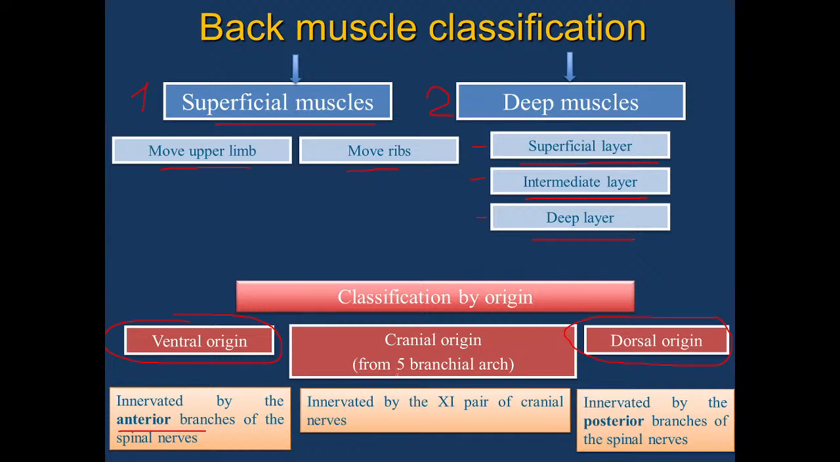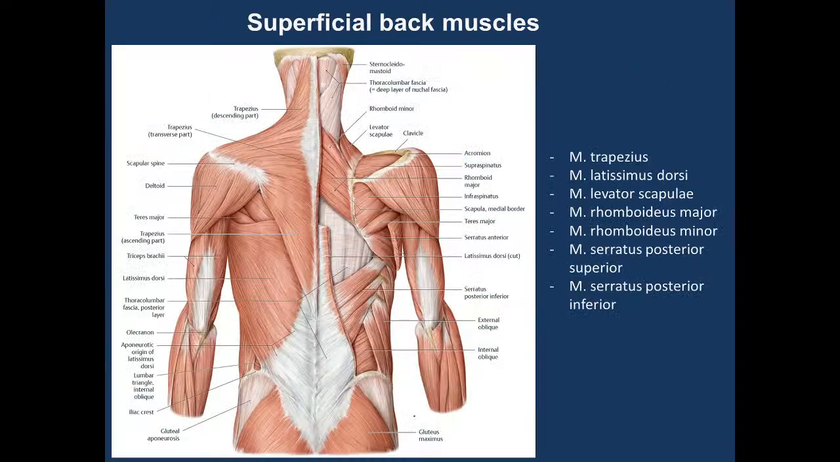but it is on the back. It is only 1 muscle we call trapezium, the trapeze muscle, and it has cranial origin, and it is developed from the 5th branchial arch. That is the muscle we call trapezium, or trapezius. This is the muscle that comes from the cranial region.